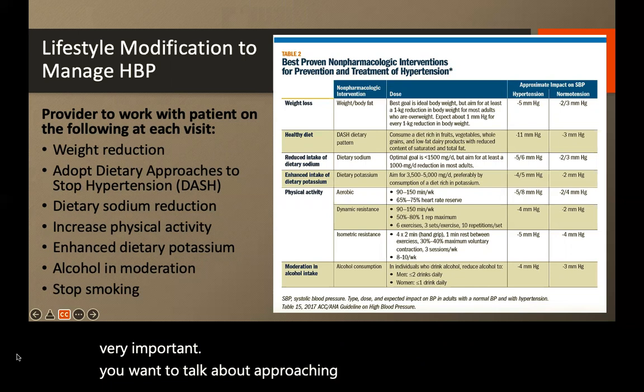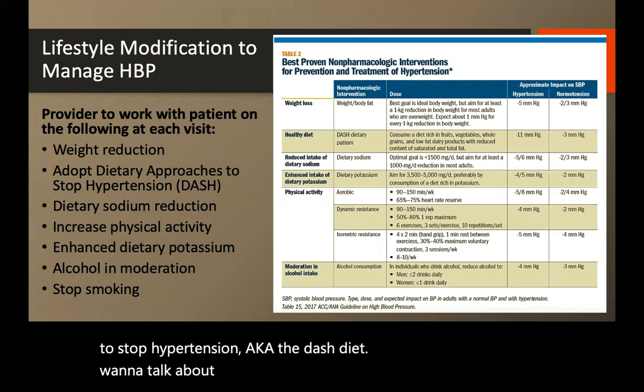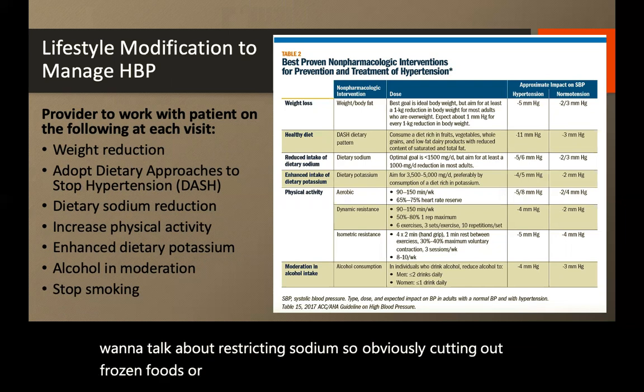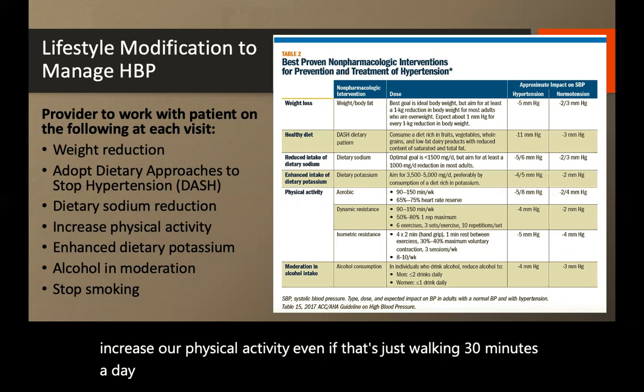adopting dietary approaches to stop hypertension, aka the DASH diet. We want to talk about restricting sodium. So obviously cutting out frozen foods or canned foods is very important. We want to increase our physical activity, even if that's just walking 30 minutes a day. That's better than them not doing it.